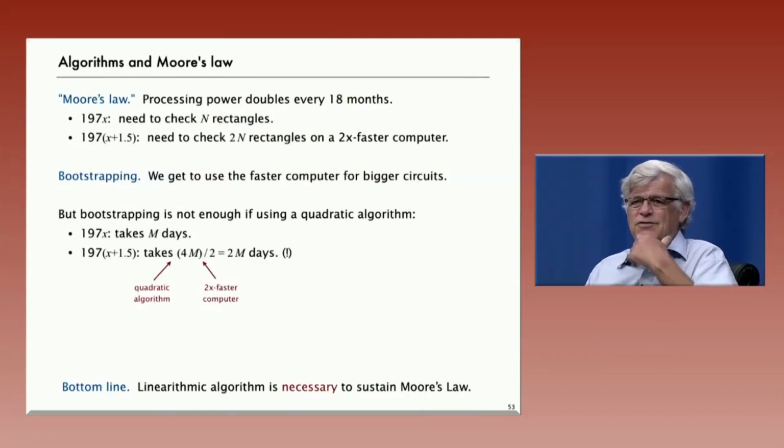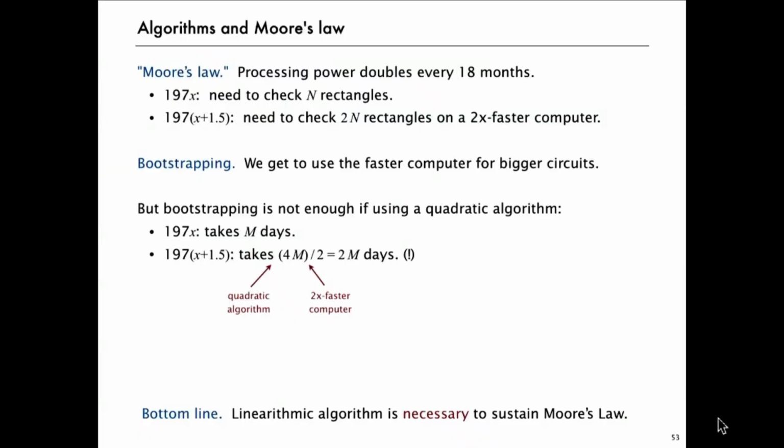And it's an example of Moore's law. So as we built a faster computer, say in 1970, we needed to check n rectangles. But now, maybe a year and a half later, you have a computer that's 2 times faster, but you also want to build a bigger computer so you have twice as many rectangles to check. So you have 2n rectangles to check now, and your computer's twice as fast. So we get to use the faster and bigger computer to build faster and bigger circuits, but that doesn't help if you're using a quadratic algorithm.